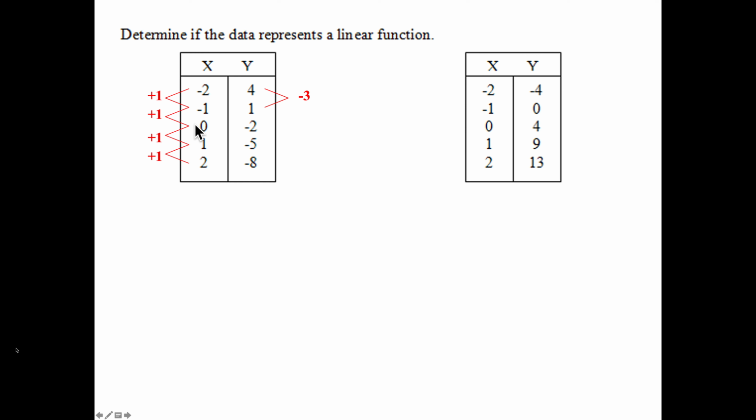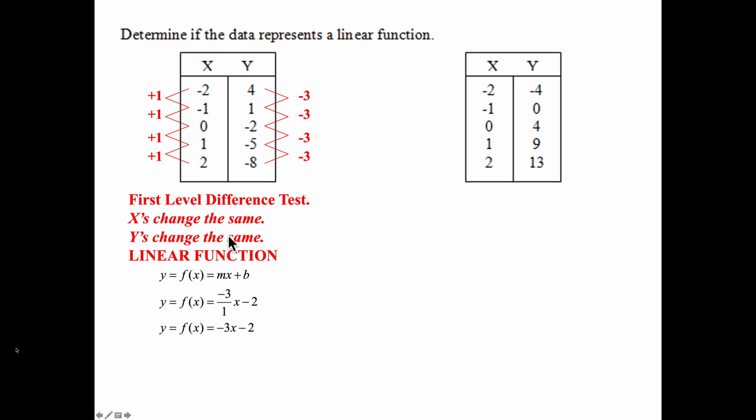In the y column, from 4 to 1, then 1 to negative 2, negative 2 to negative 5, negative 5 to negative 8, they're all decreasing by 3. So in between each of these changes, this is your change in y over your change in x, which means they're all the same values. That means it's our slope. You have a linear function. Now, we call this technique the difference test.